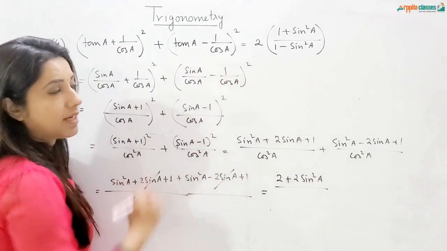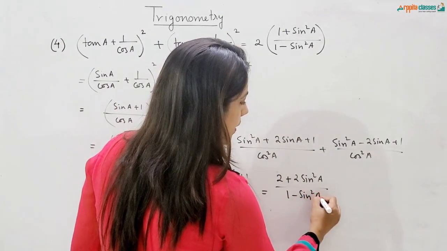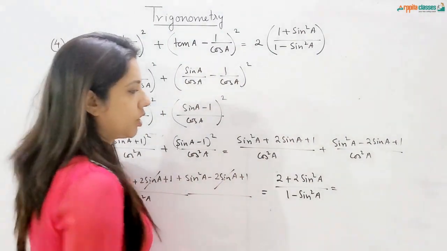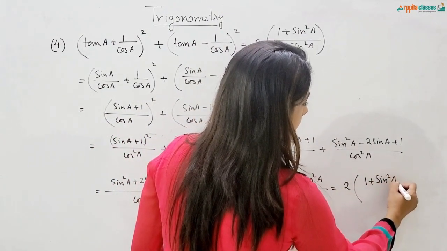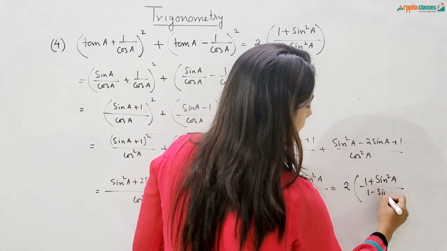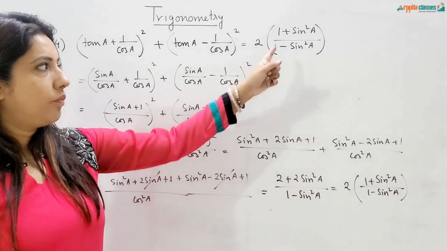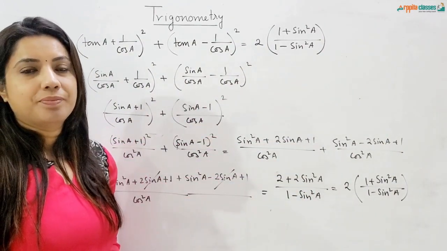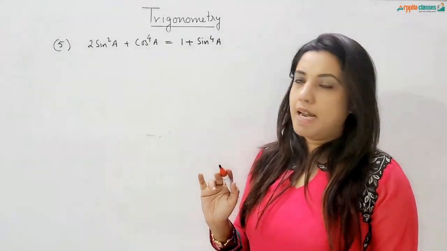square a, because in the right hand side I have got only 1 minus sin square a. So 1 minus sin square a. Now from the numerator I can take 2 common. If I take 2 common, it is 1 plus sin square a in the numerator, and down we have 1 minus sin square a. Look at the right hand side, we got it. Proved. Question number 5. 2 sin square a plus cos 4a is equal to 1 plus sin 4a.